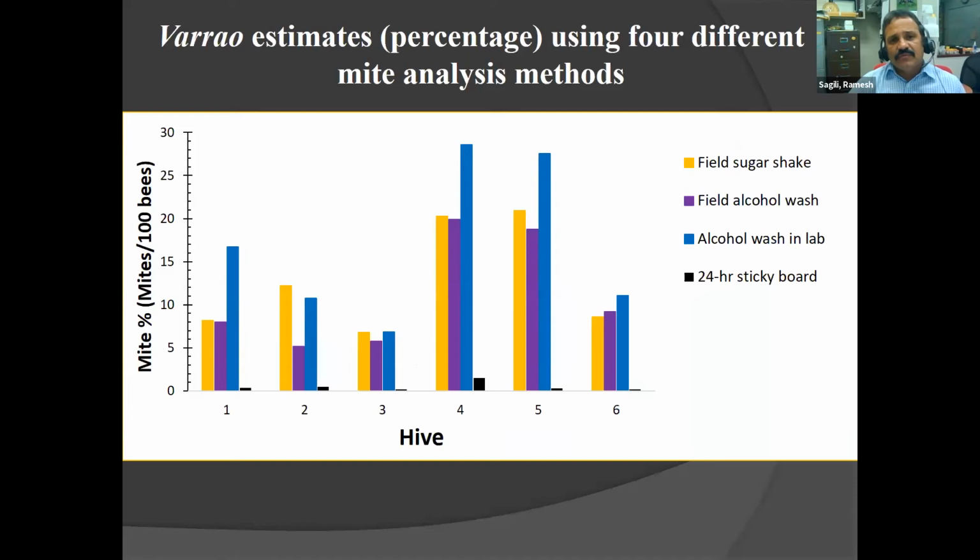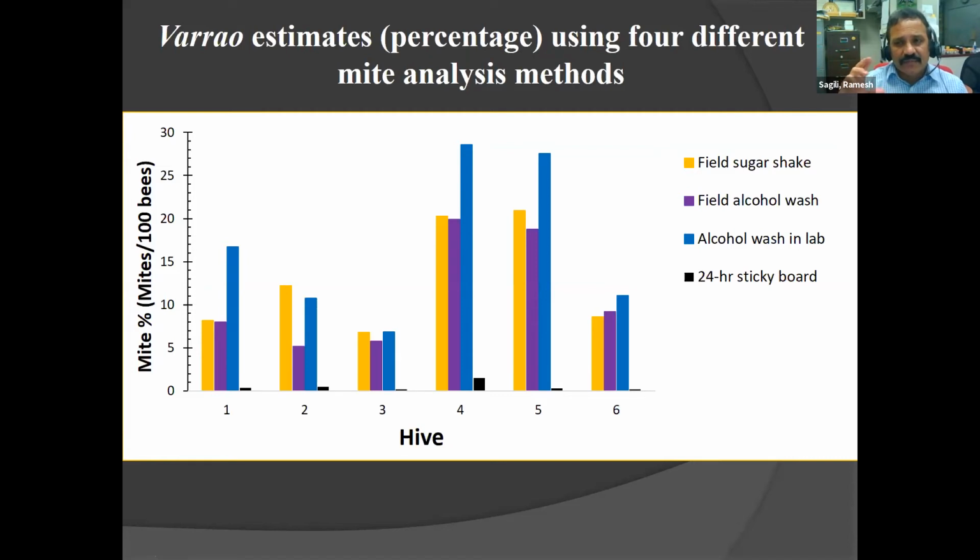So as I said before, we also wanted to compare all those 4 methods of mite analysis, or how beekeepers, or researchers in the labs, look for mite levels. So here the yellow one is a field sugar shake method. The purple one is the field alcohol wash. The blue one here is alcohol wash in the lab, because in the lab we use a shaker to shake those bees that we get in the jars. So then you are able to extract more mites.